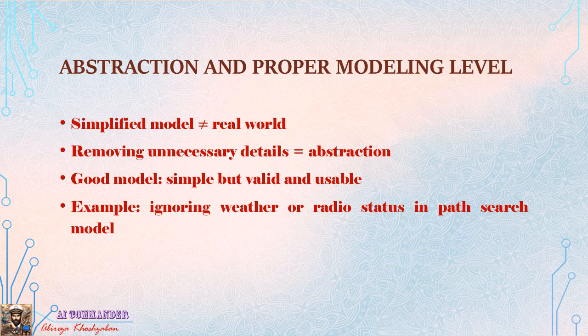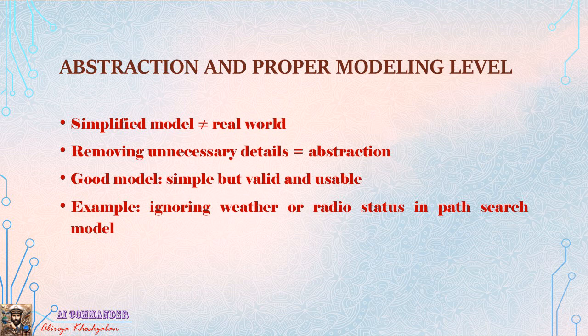Slide 7. Abstraction and proper modeling level. Remember, the model we build is a simplified version of the real world. For example, we don't mention if the radio is on or where the police are, because these don't matter for route planning. This simplification is called abstraction. A good abstraction is simple but still valid and workable in real life. Saying go from Arad to Sibiu should be doable even with small differences like driving day or night.